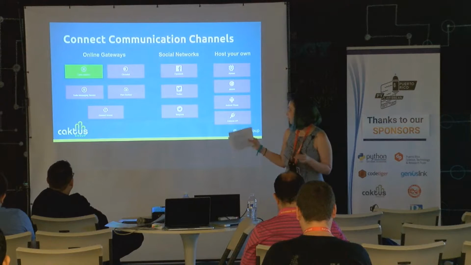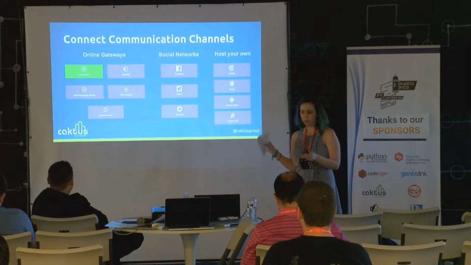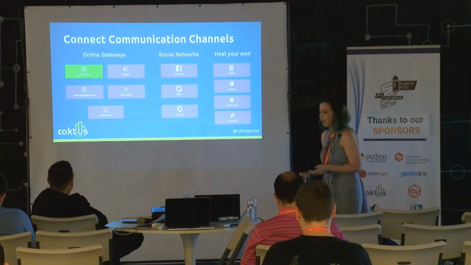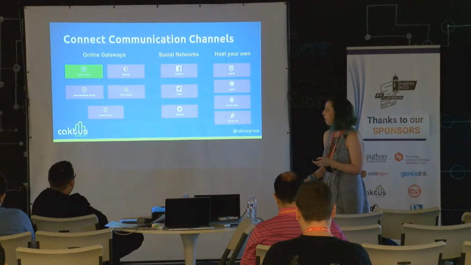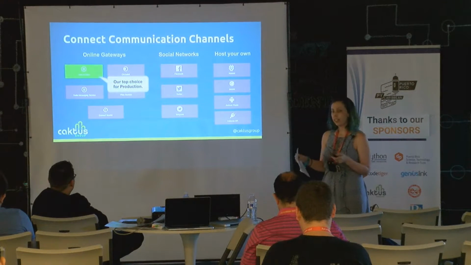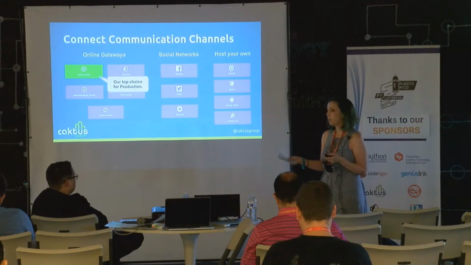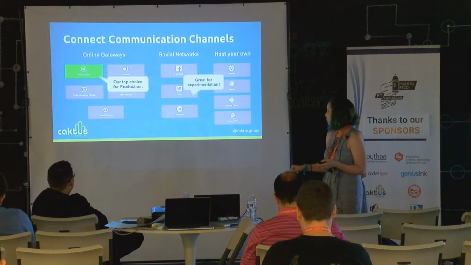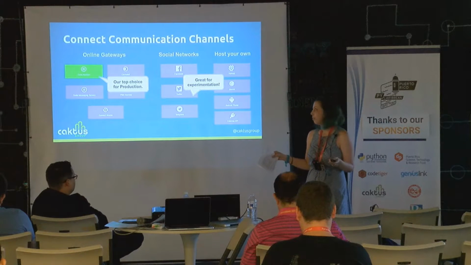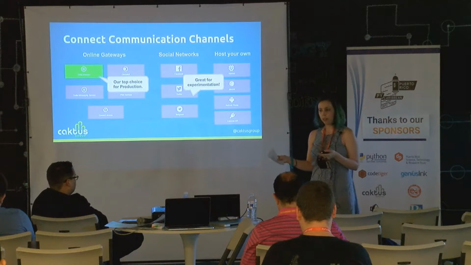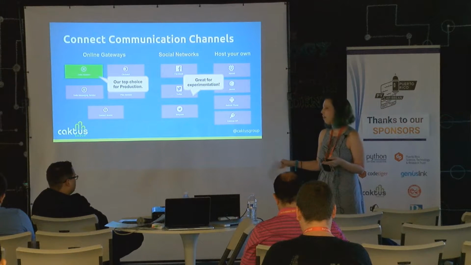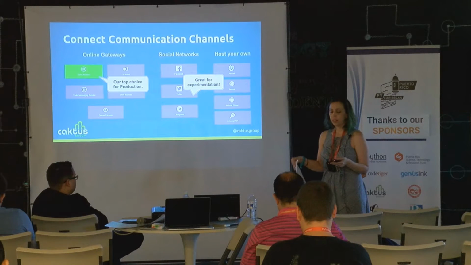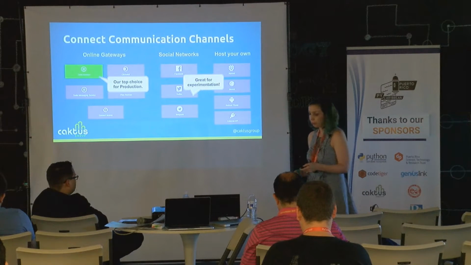So these are, I think, all of the communication channels. There may be one more. They're always adding more, available in RapidPro today. At Cactus, we like to use Twilio. It's our top choice for production because it's really user-friendly to developers and it's available all over the place. Twitter is great for experimentation. Twilio charges you per message, so that can get pretty pricey if you just want to set up a local environment and play around. Twitter is really great for that because it doesn't charge you.